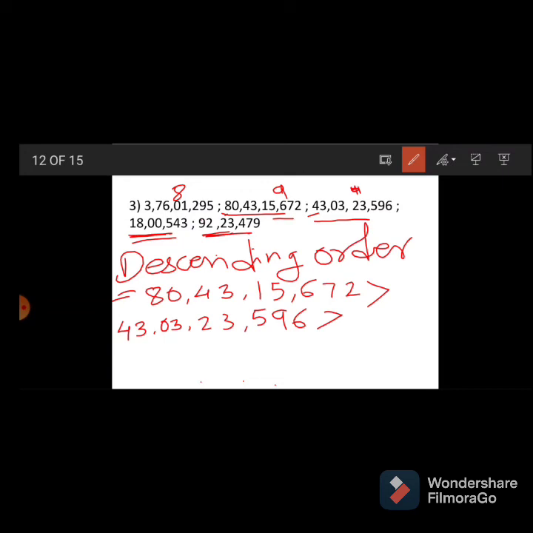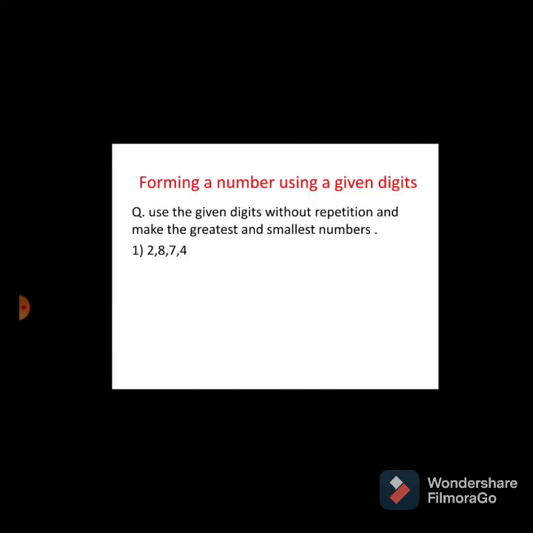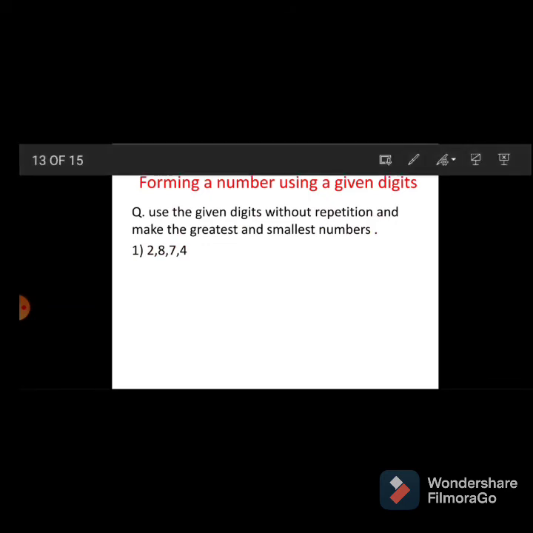92 lakh, sorry, 3 crore 76 lakh 1,295, and is greater than 92 lakh 23,479, and is greater than 18 lakh 543. Okay, and then see next point, forming a number using given digits.